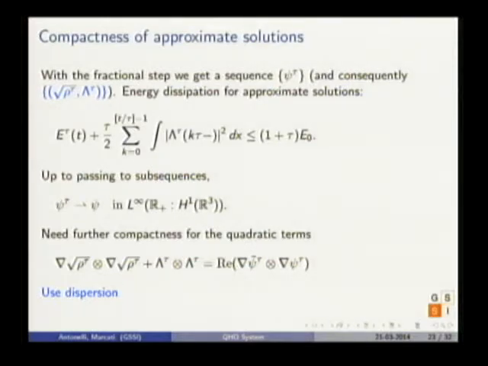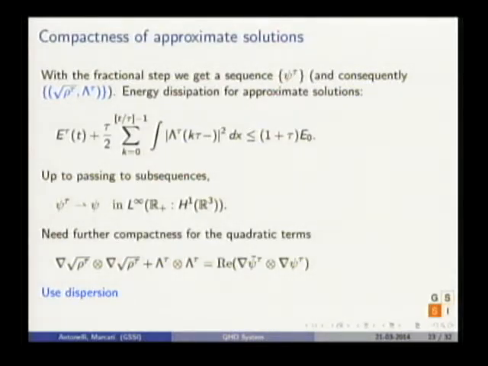So the easy estimate is given by the energy. The energy is dissipated for the approximate solutions. What we have is not the exact dissipation, because of this strange updating procedure, but anyway, we have this energy dissipation inequality for the approximate solutions. So this in particular means that the sequence psi tau is uniformly bounded in L infinity in time with values in H1, which means that, up to passing to subsequences, I have a weak limit for this.